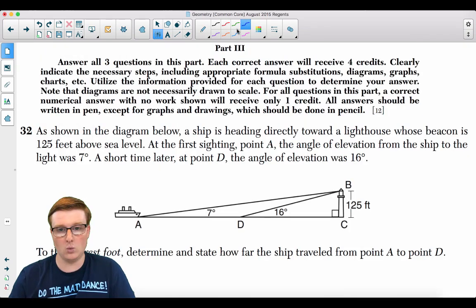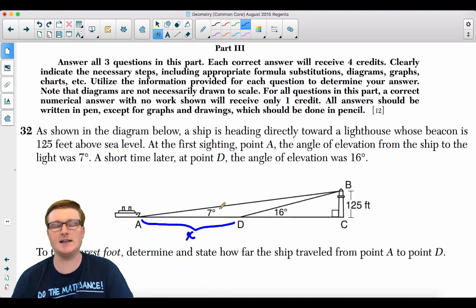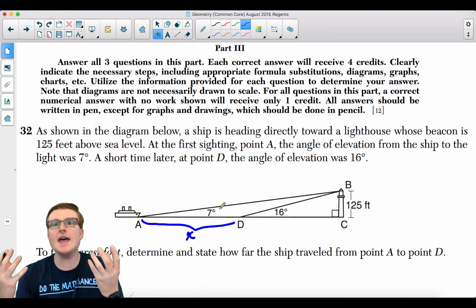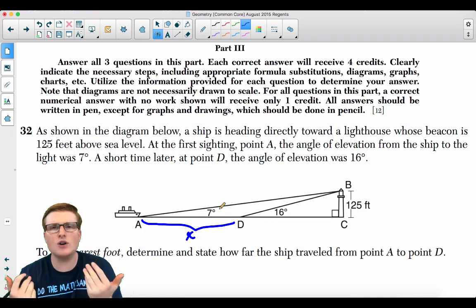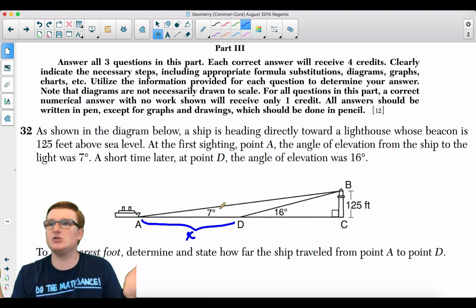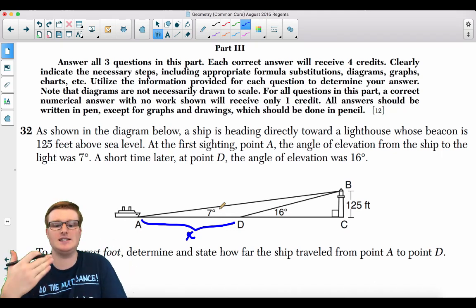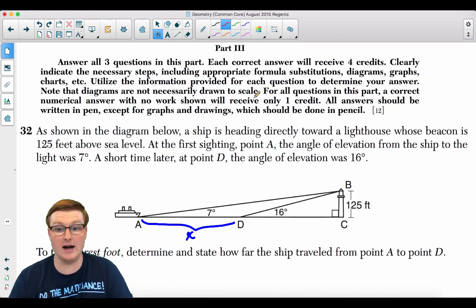So, we're trying to find this. That's X, from point A to point D. Can you use any mathematics that could solve for AD without even using trigonometry? No. You cannot solve for AD just by itself. You have to use trigonometry to get the length of AD, and I'll show you why.